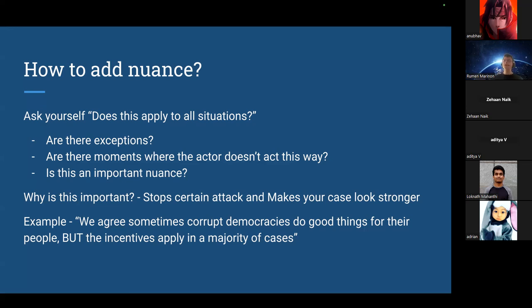Cool. A fun trick that you can do is, when you're building the argument in your writing, you can literally just write nuance and add the nuance to your argument. Does anyone have any questions on this? Is adding nuance kind of like hedging?